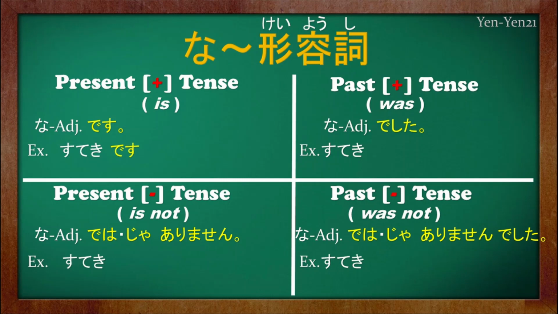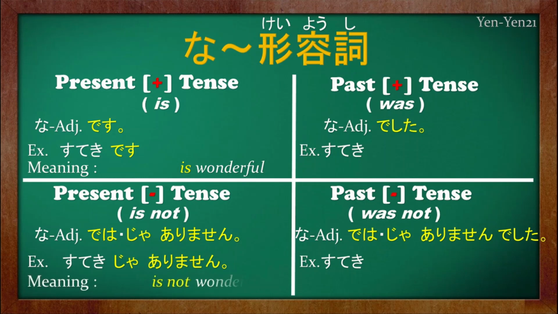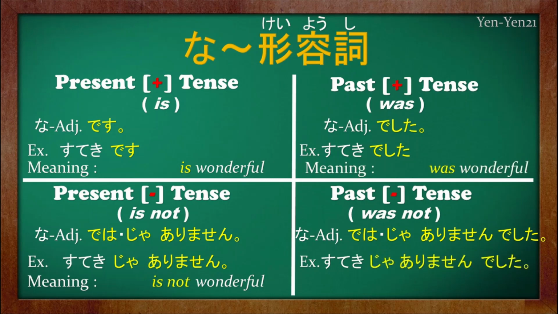素敵です. That means, is wonderful. 素敵じゃありません. That means, is not wonderful. 素敵でした. That means, was wonderful. 素敵じゃありませんでした. That means, was not wonderful.